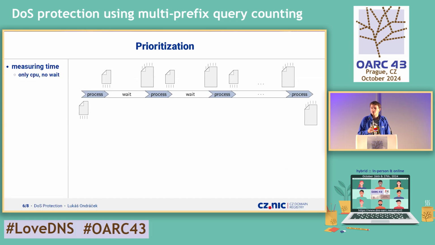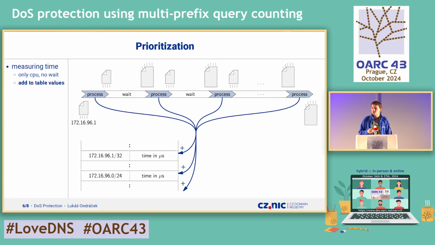Now let's move on to the prioritization. This is the process of resolving, a little simplified. The important thing here is that we receive some packet with a query, then we process it for some time, we send a query somewhere else, wait for the reply, and so these two phases, the processing and waiting, are switching. And during the waiting phase, we can process other queries. So we measure only the time of the processing, and we increment those times in our table.